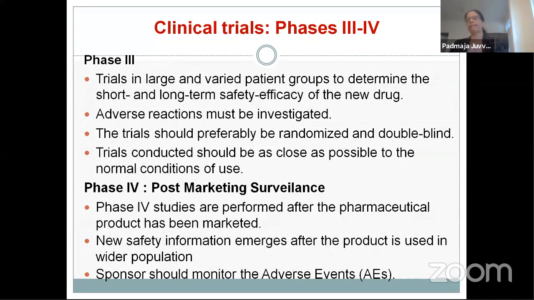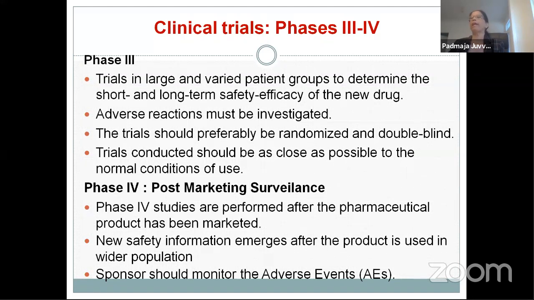Because once the phase 3 trial is done, we are requesting FDA for market authorization. So that means this product gets into the market and people will use it everywhere. So that's the reason why it is expected to be as close as possible.